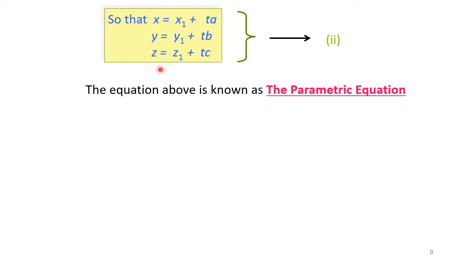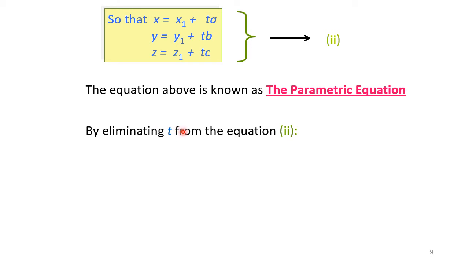Sorry, I, j, k component, okay? So we change into x, y, z. So this is parametric. So later, we will change into another form. So in order to change to another form, we have to eliminate t.